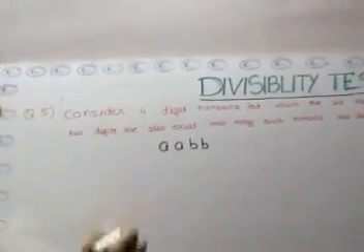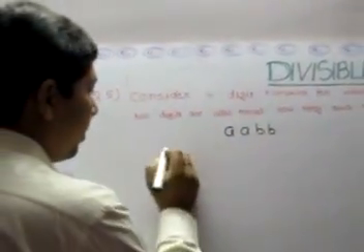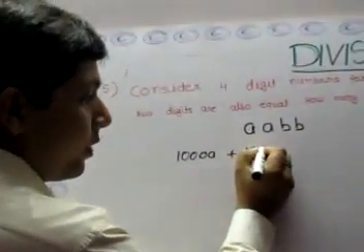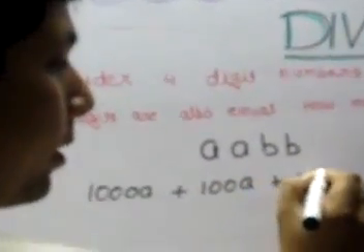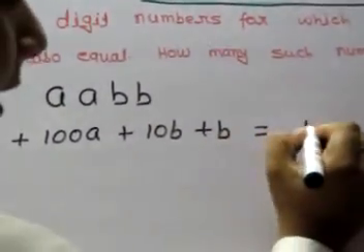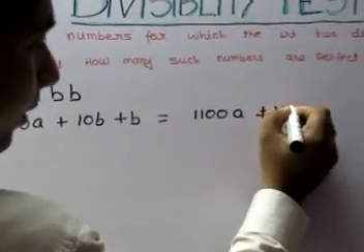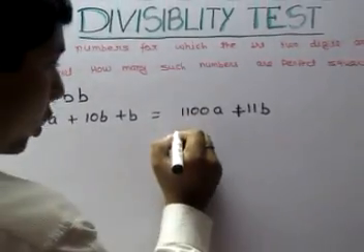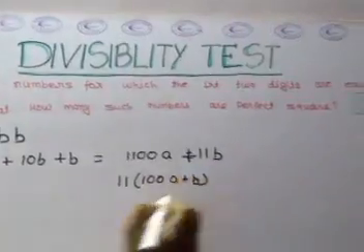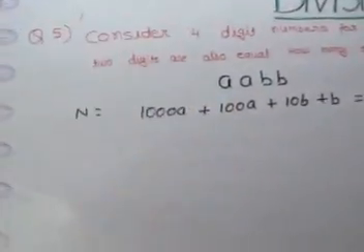So we will solve this question by 2 methods. First method, this is a 4-digit number, so we can write down this number as 1000A plus 100A plus 10B plus B, or we can write down this number as 1100A plus 11B. If you take 11 as common, then we have 11 times 100A plus B. This number is a perfect square. If n is this number, then n is a perfect square.